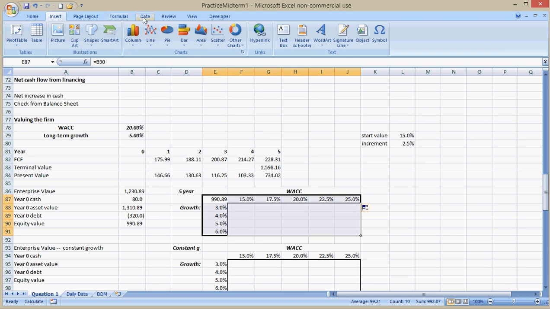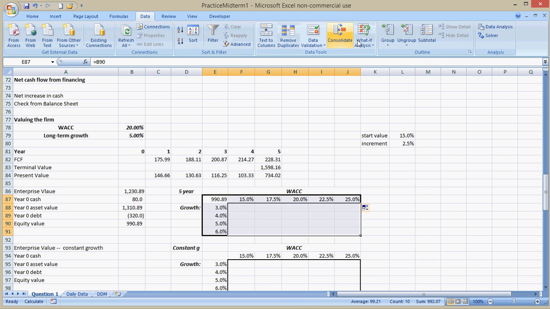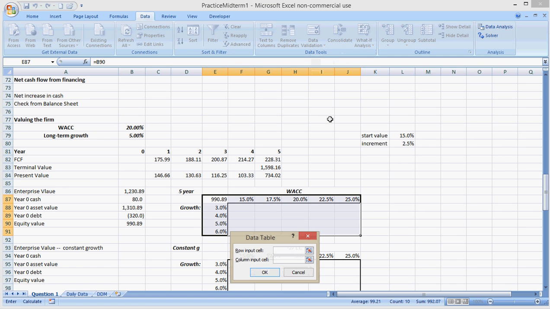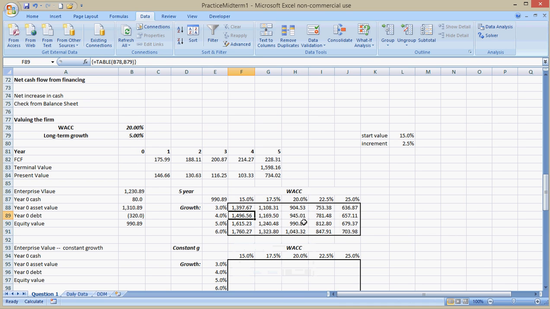So now when I do this weighted average cost, when I do the data table, come over here, insert, data, what if analysis, data table. What's the row input? I have weighted average cost of capital. I go to this one because this is what I referenced to get these numbers, which gave me that number, which gave me this number. For my column input, I reference this because this gave me that number, which gives me this number, which gave me that number. Click OK. It fills them all in.